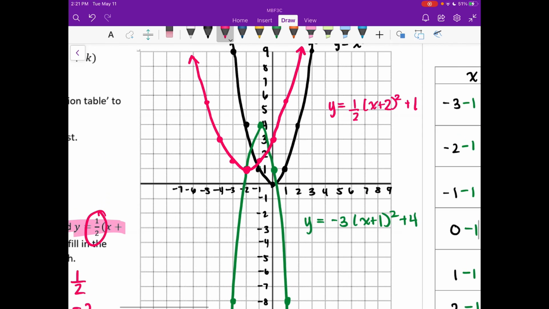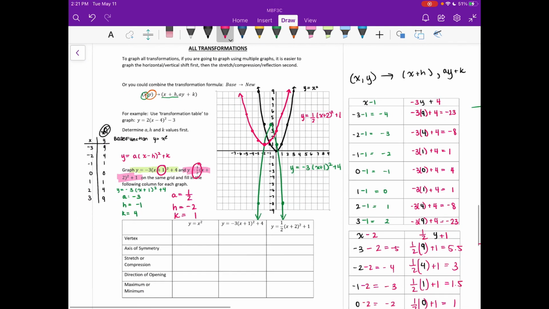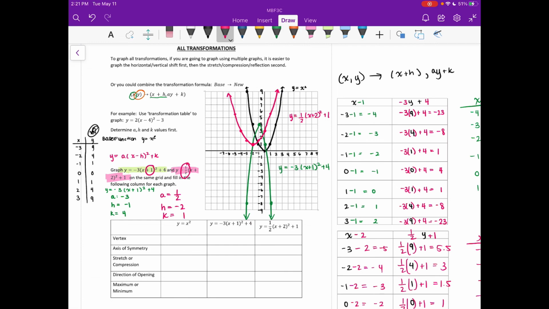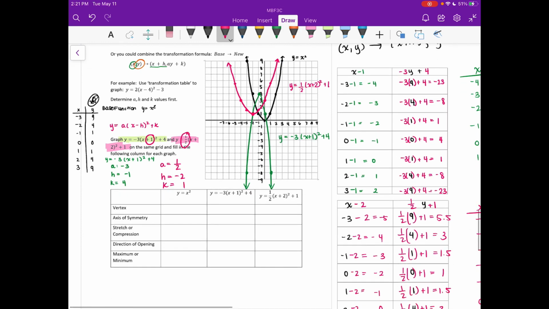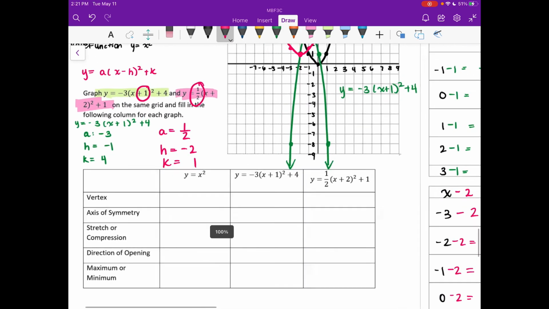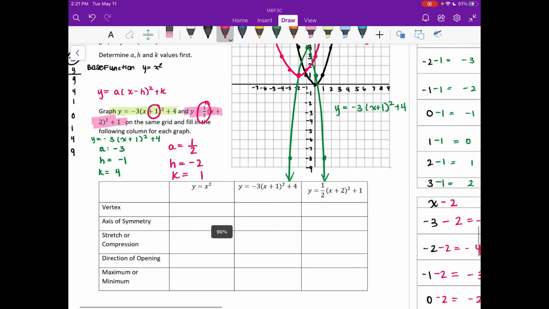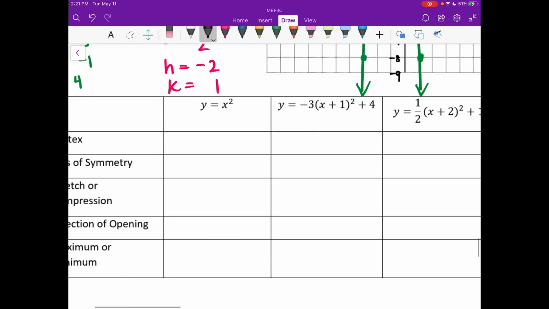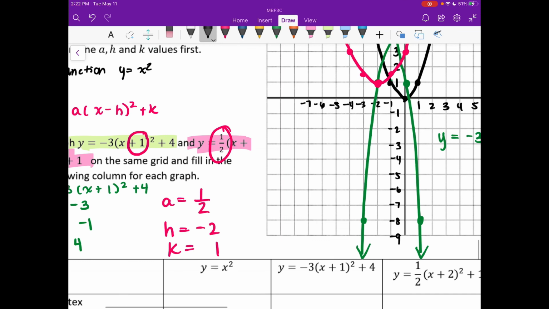And if you notice here, we shifted over by 2 and up by 1, and then there's a stretch as well. Okay? So if we look at our graph here, it says to just do a summary. For the vertex, let's look at x squared, our basic function. We know our vertex is just this point right here where it changes around, so it's 0, 0.